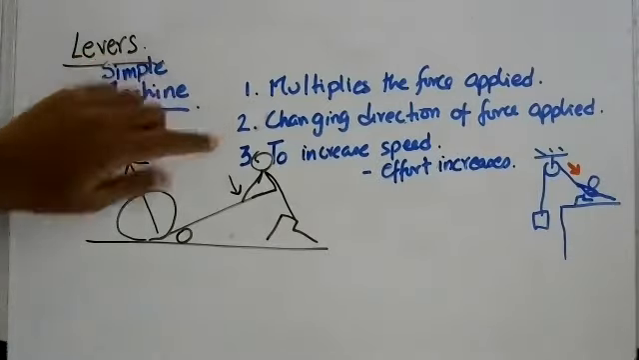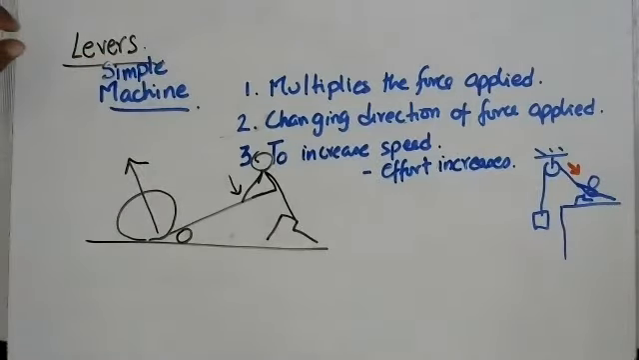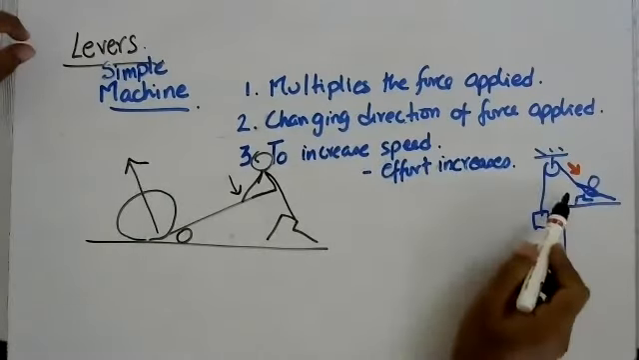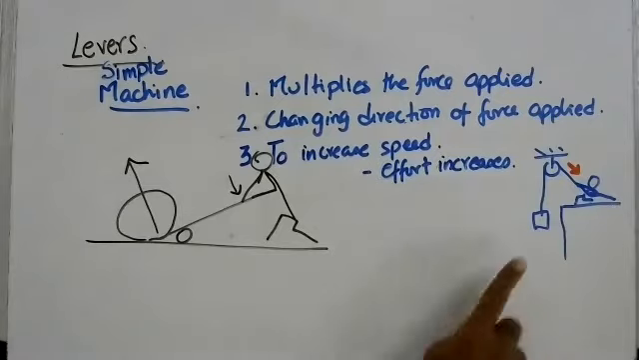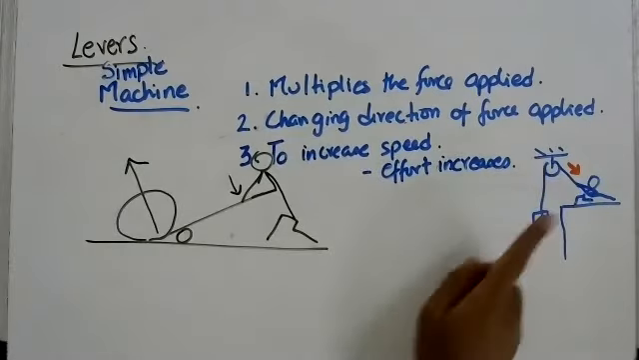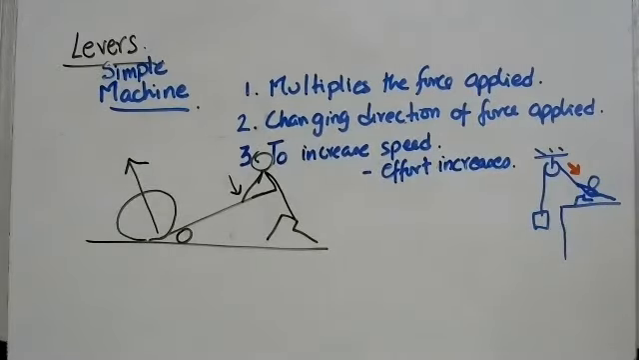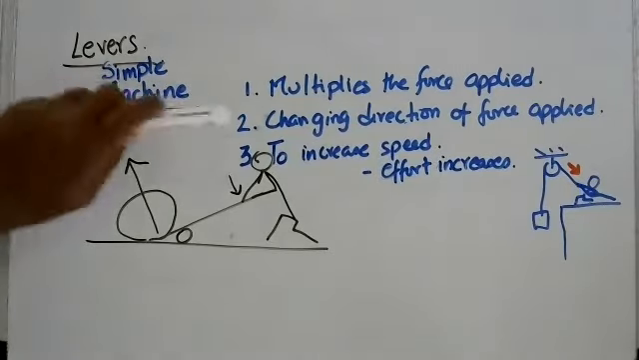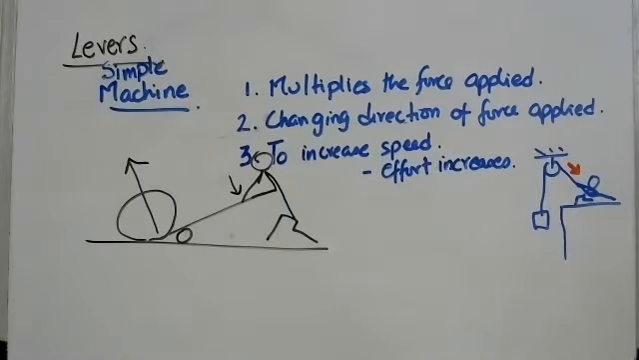Another advantage of using a simple machine could be to change the direction in which you are applying the force. Take this situation with pulleys, to lift an object up from the ground. If you do not use a pulley, then obviously you have to apply a force in the upward direction, right? But by using a pulley, you can change the direction of force applied to a downward direction, which is more convenient for us because we can then use our body weight to pull the object up. That could be one advantage of using a simple machine. And the third advantage is to increase the speed with which something happens.